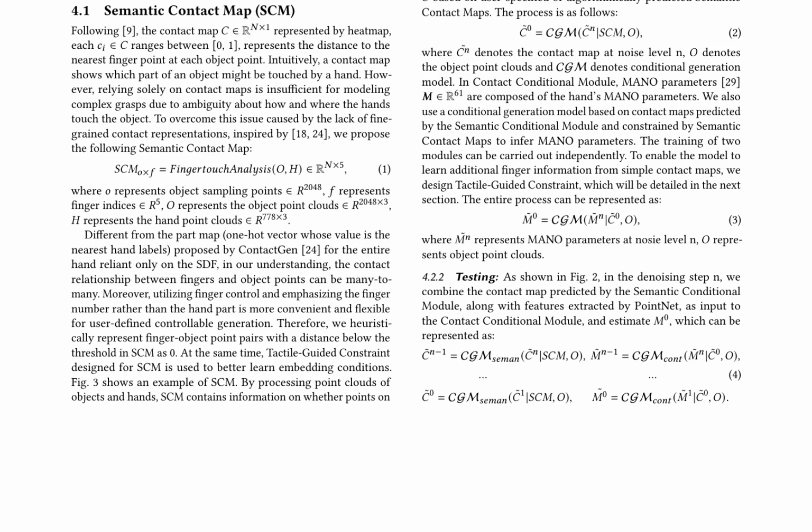The testing process involves combining the contact map predicted by the Semantic Conditional Module with features extracted by PointNet as input to the Contact Conditional Module, and estimating MANO parameters. The proposed method achieves more natural and precise generation results compared to conventional methods that rely solely on contact maps. The use of SCM and TGC allows for more precise prediction and control of grasping through user-specified contacts.